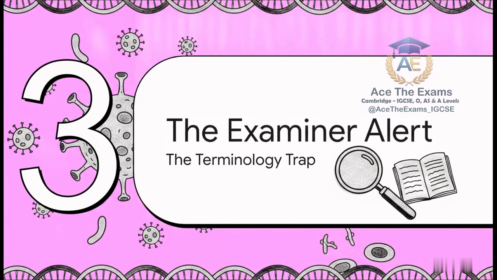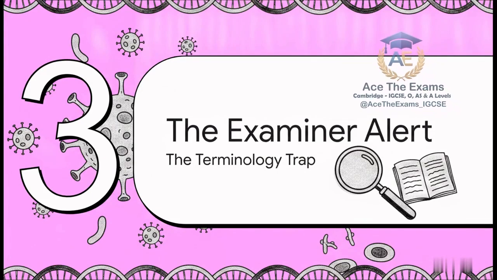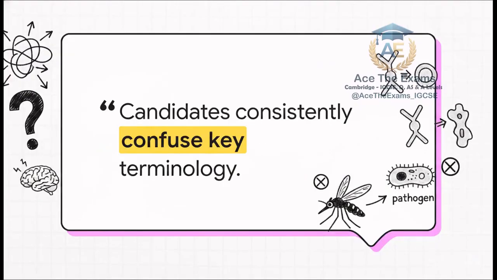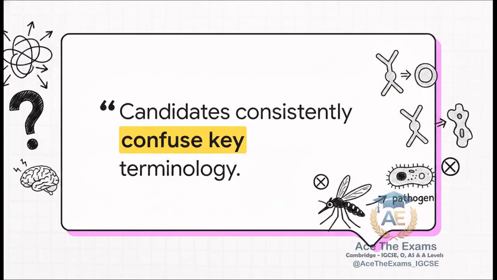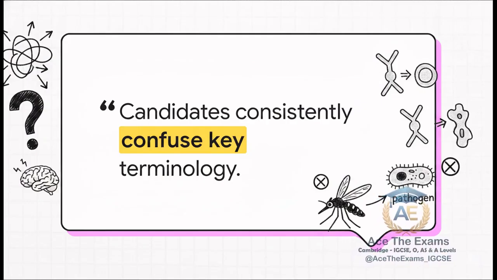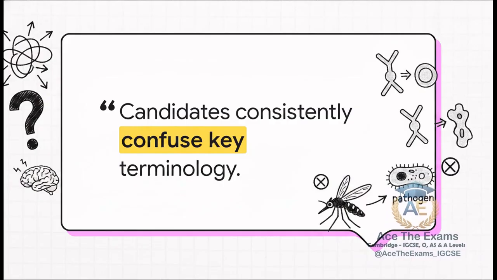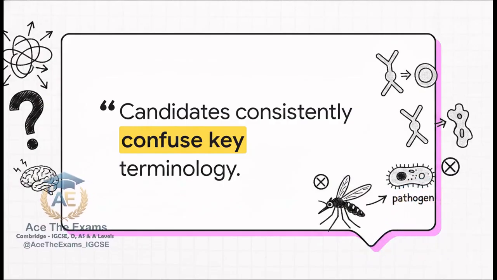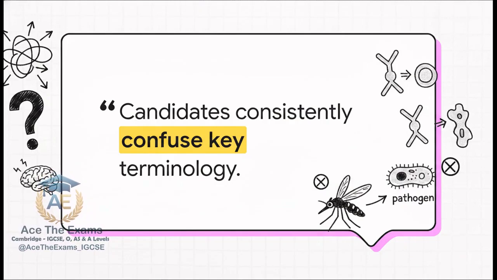Moving right along to Section 3, the examiner alert, where we resolve the terminology trap once and for all. Okay, here is that massive examiner clue I teased earlier, pulled straight from the principal examiner reports. Candidates consistently confuse key terminology. Oh man, this is the classic trap. Even if your scientific reasoning is absolutely flawless, confusing your vocabulary is an instant cap on your mark band.